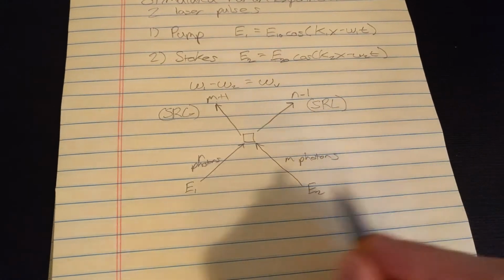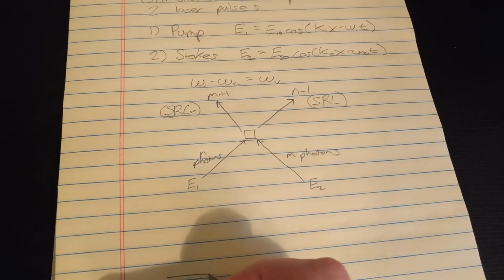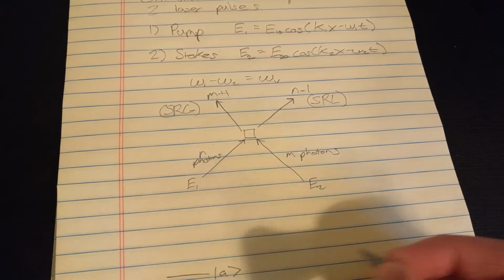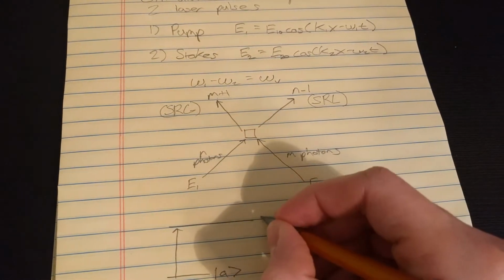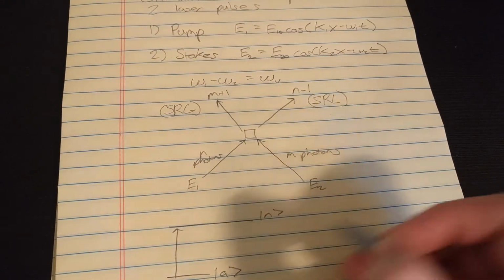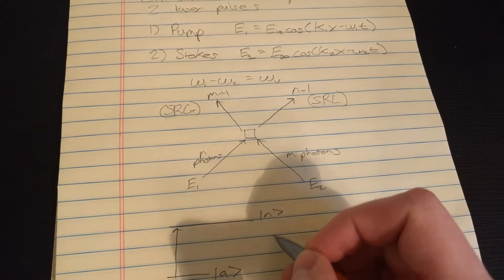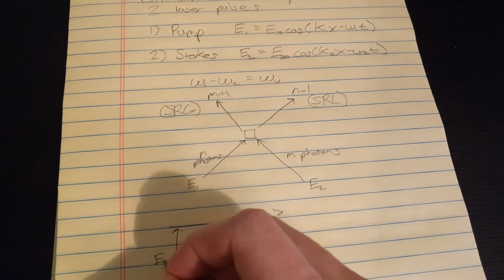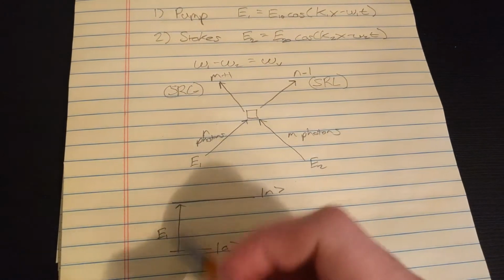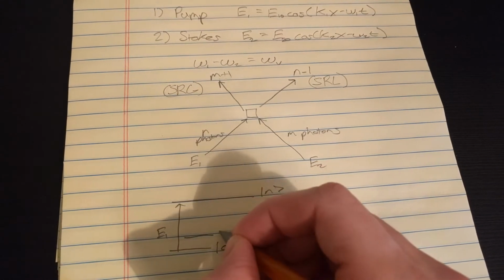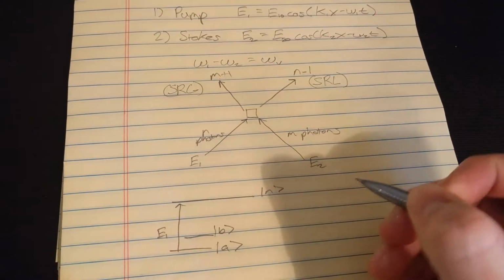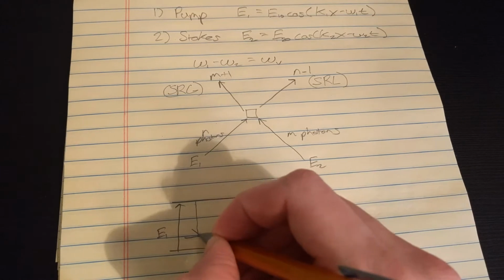So the first thing that happened is we started in a ground vibrational state. We can call it A. Next thing that happened was E1 came in and brought us to a virtual state. We'll call that virtual state N. This was the real part of E1 interacting. Then we went down to a vibrationally excited state from E2.